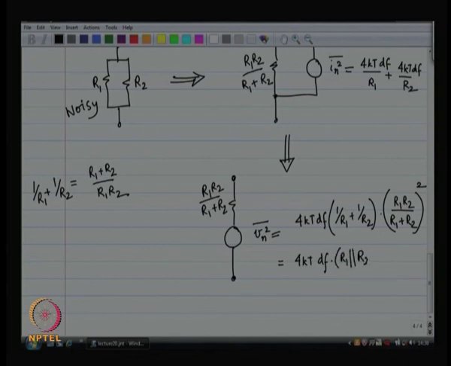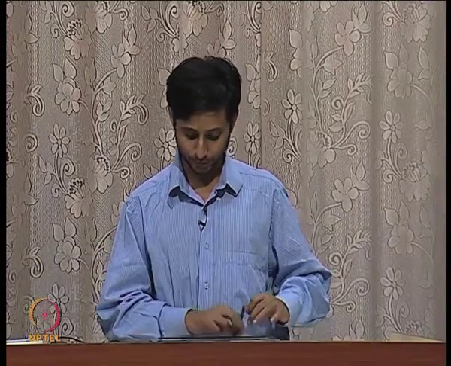So, if you put two resistors in parallel, then in terms of resistance value, you get R1 parallel R2. In terms of noise, you get the noise contribution of R1 parallel R2. You do not have to work with R1 and R2 individually. So, this is nice. Series and parallel combination of resistors works.